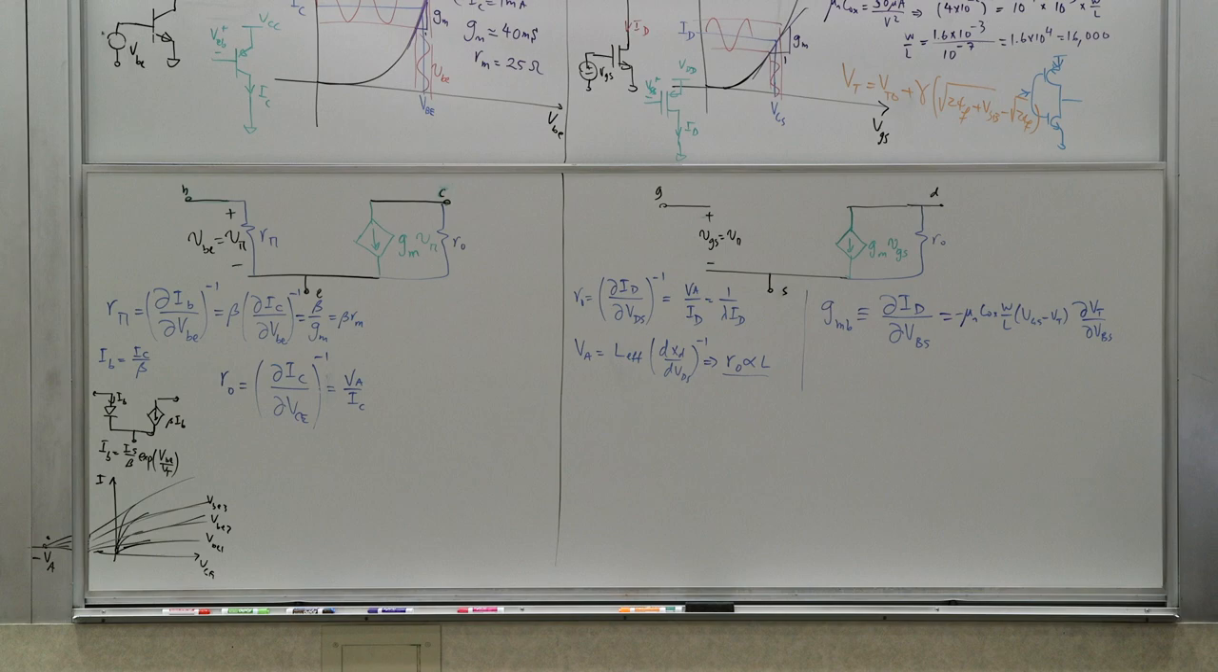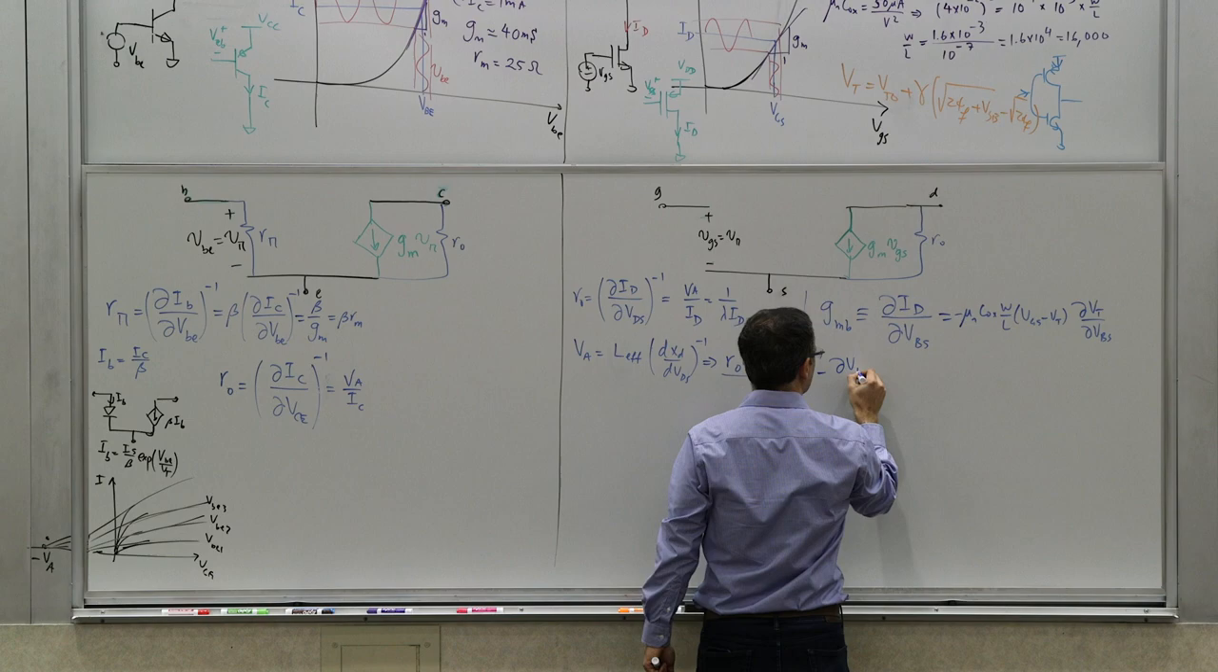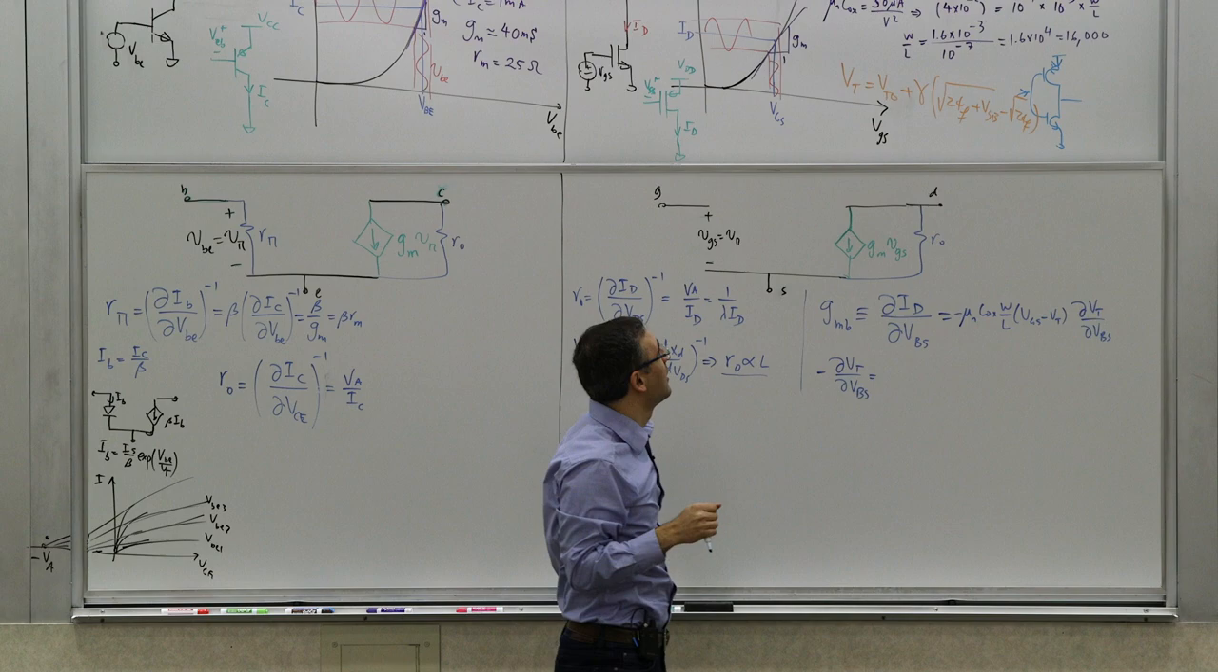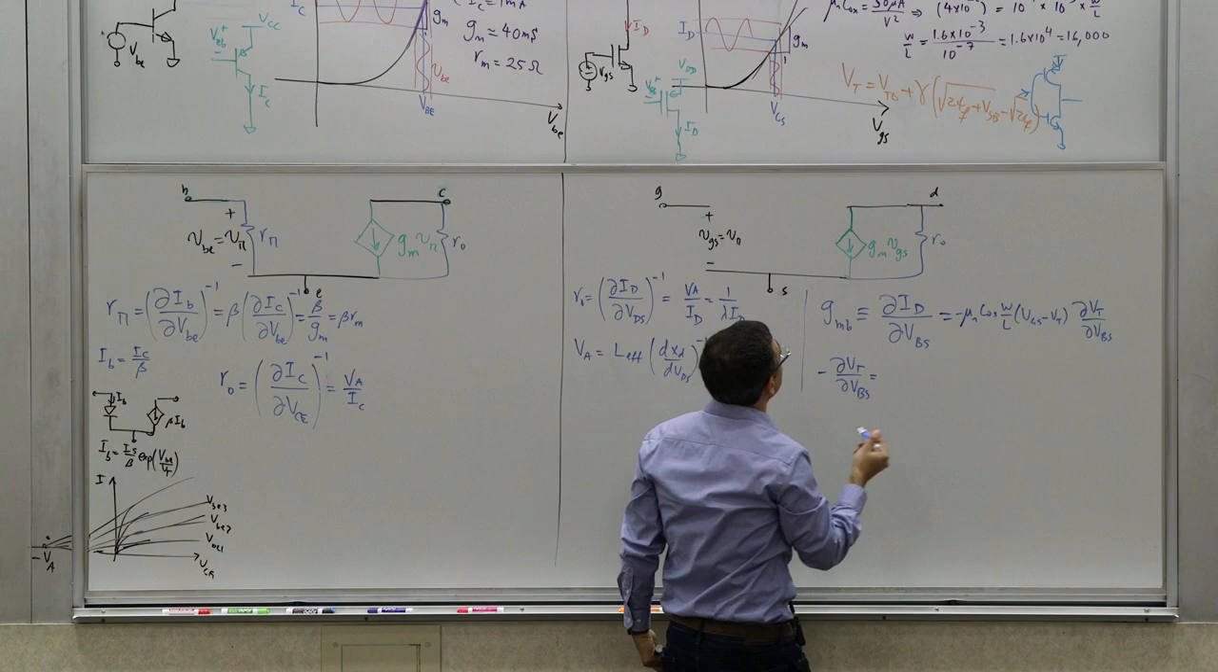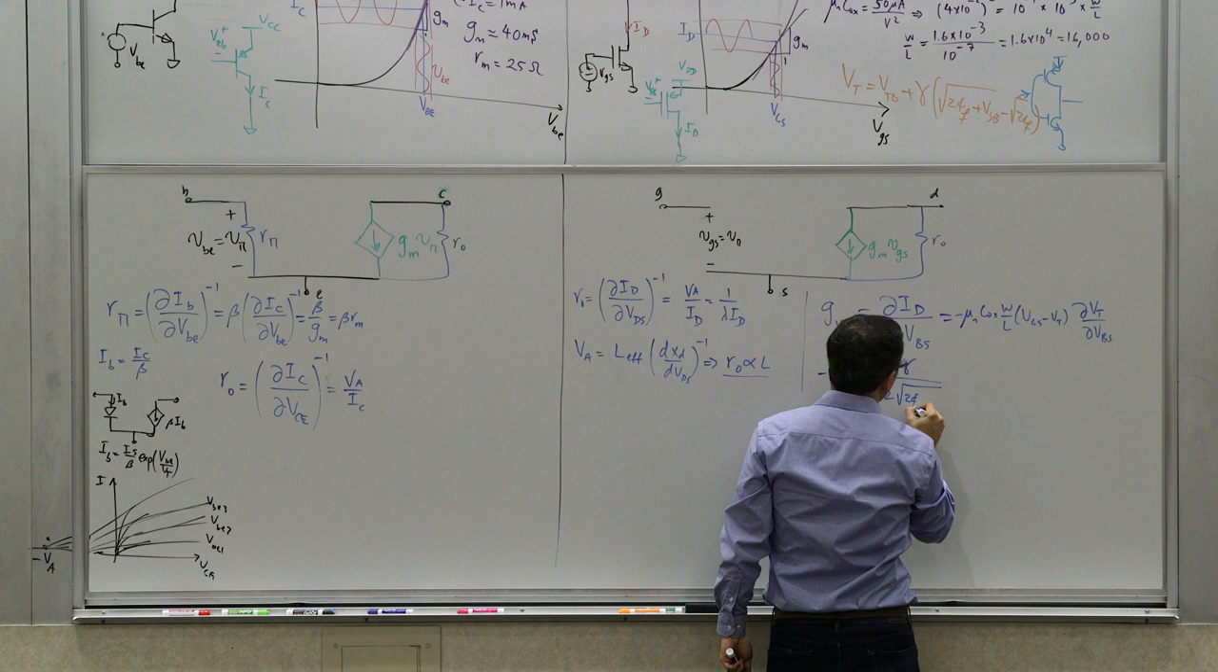And then this thing with that minus sign, according to this orange expression, is going to be the only thing that depends on VBS or VSB in that orange expression, that first square root, right? So we have to calculate the derivative of that, which basically is going to be gamma over 2 square root of 2 phi F plus VSB.